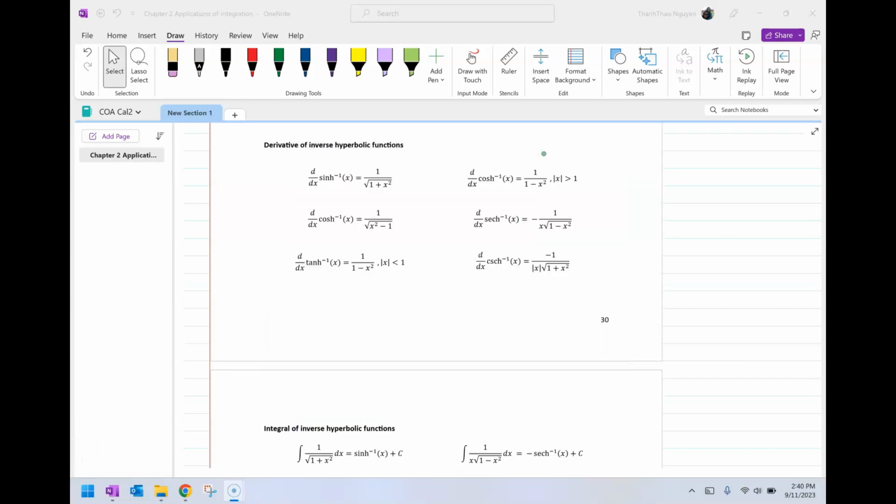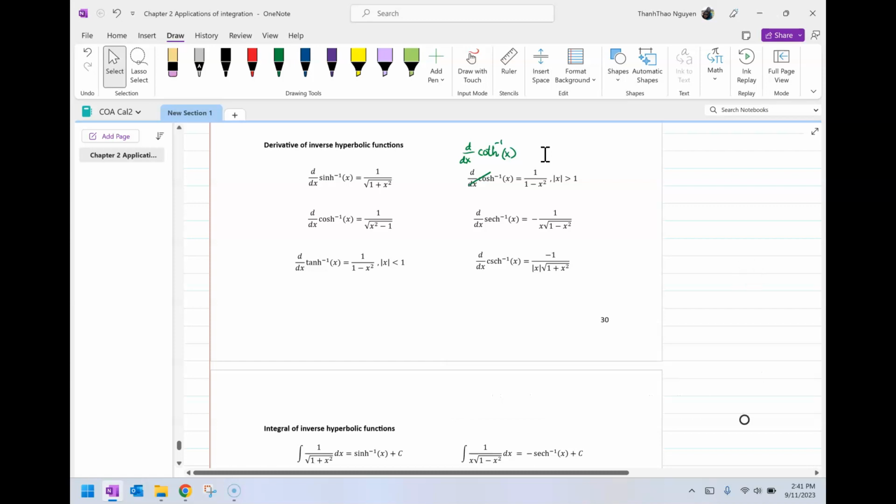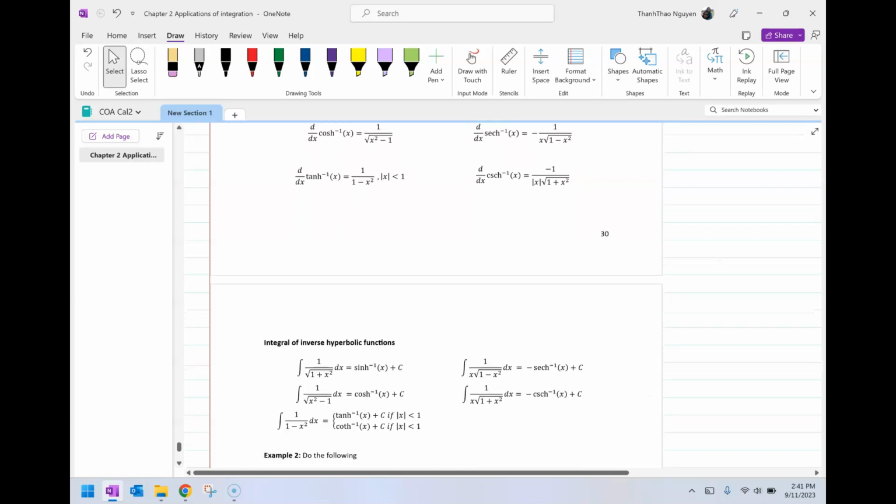There's a typo here. So we have the derivative of the cotangent inverse. So this should say d/dx of the hyperbolic cotangent inverse of x. Okay, and we have the formula for the integral of the inverse hyperbolic function as well.